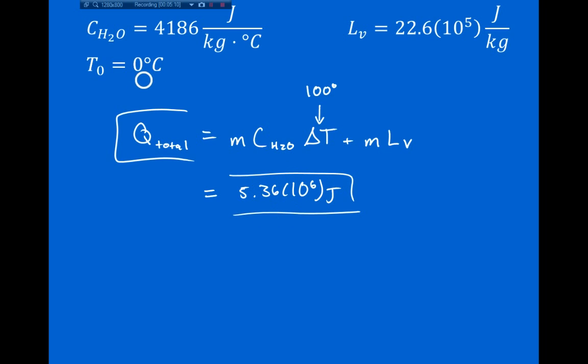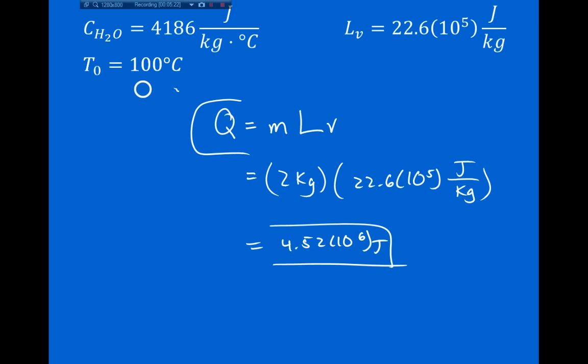So for example here, we've taken the water from its freezing temperature all the way up to its boiling temperature and then boiled it away, and we needed basically 5.4 times 10 to the 6 joules. And if the water already started out at its boiling temperature, then the heat that was required was 4.5 times 10 to the 6 joules. So basically, you only need about 1 times 10 to the 6 joules to bring the water from freezing up to boiling, and then you need another 4.5 to boil it away. So you need a lot more heat to boil the water than to bring it from its freezing point all the way up to its boiling point.